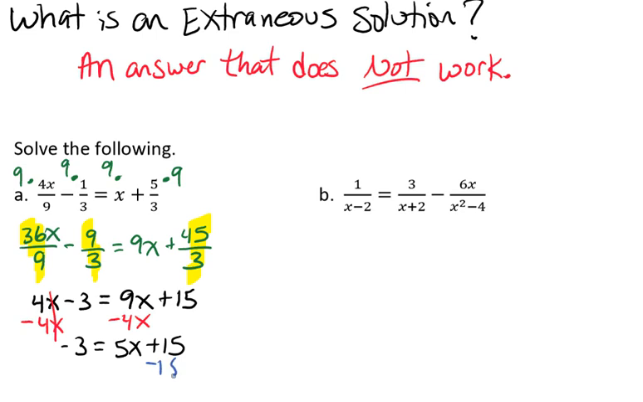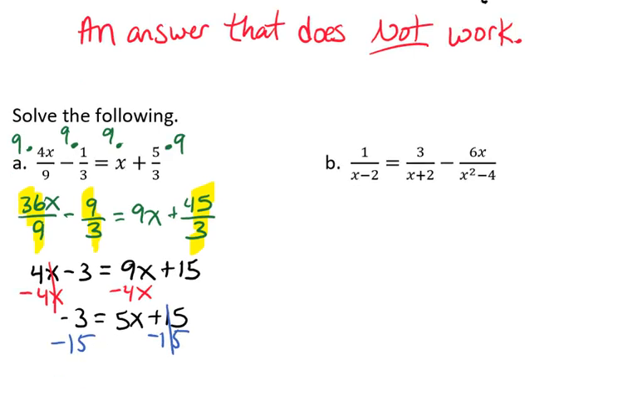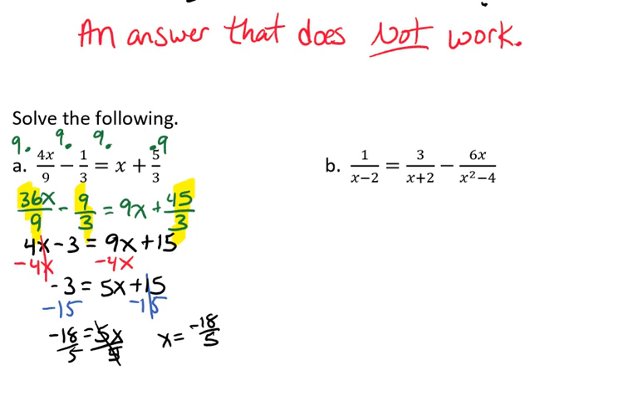Then I will subtract 15 from both sides, and that's going to give me a fraction. So we're going to divide both sides by 5 and get x equals negative 18 over 5. Then we're going to check that by plugging it back in to see if it will work. We're kind of out of room, so let's just check our answer right up here. That's just fine.